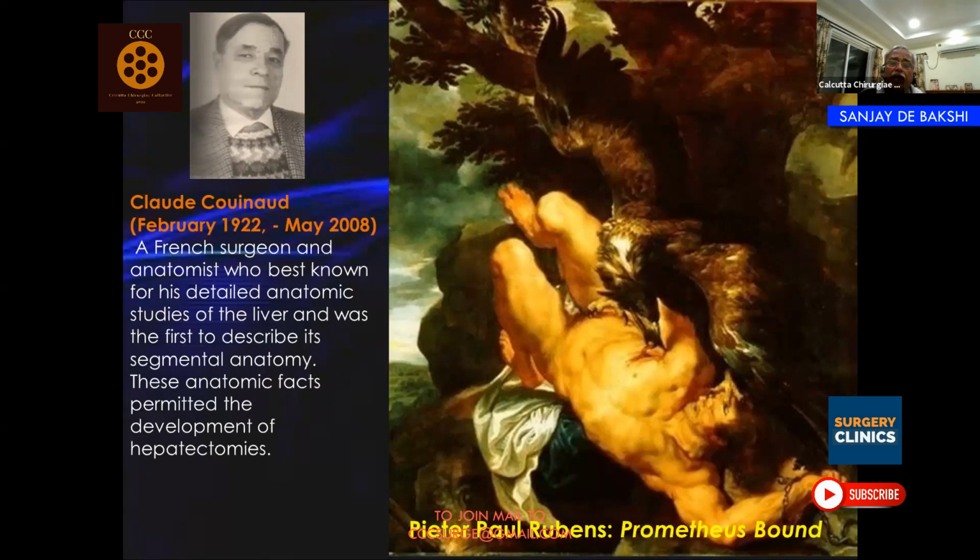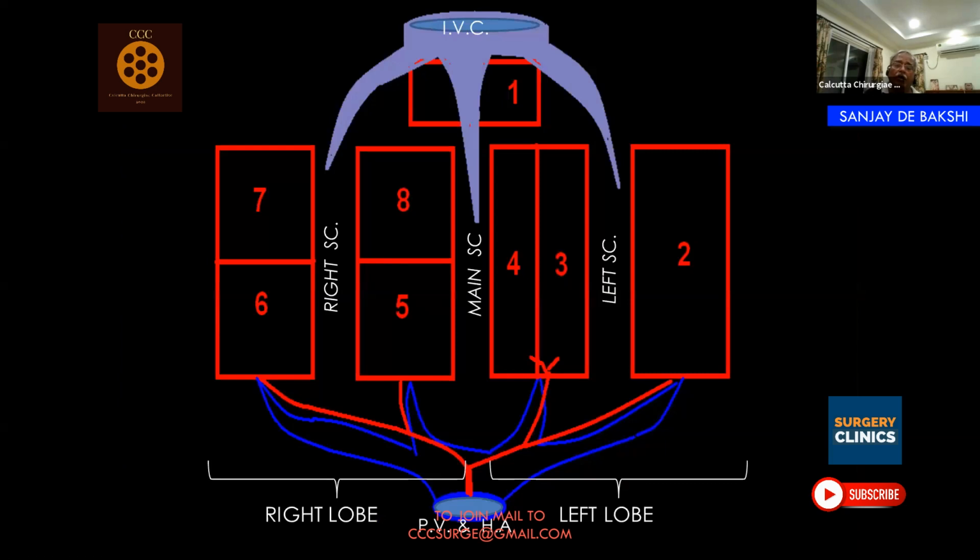And what did he describe? He described that the portal vein and the hepatic artery broke the liver up into various segments. So you had segment 2 starting from the left. You had together segment 4 and 3. And in between 4 and 3 and 2 was the left scissura.